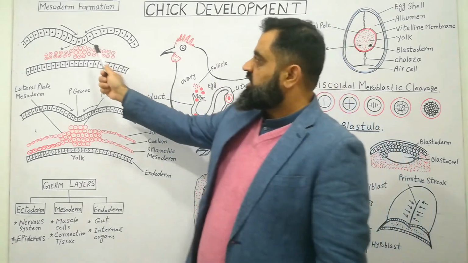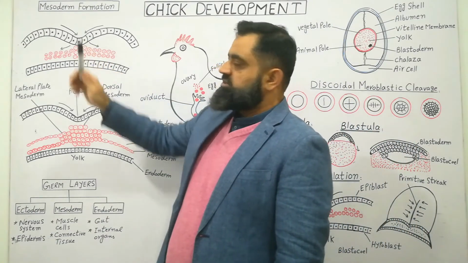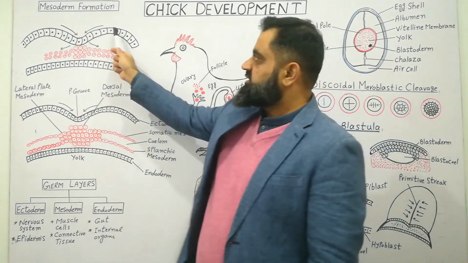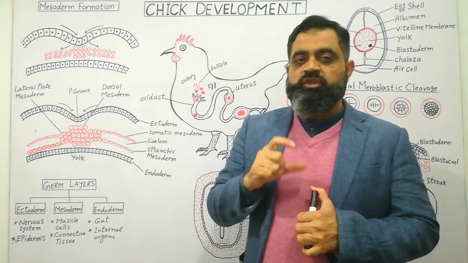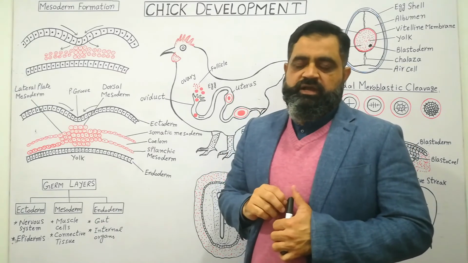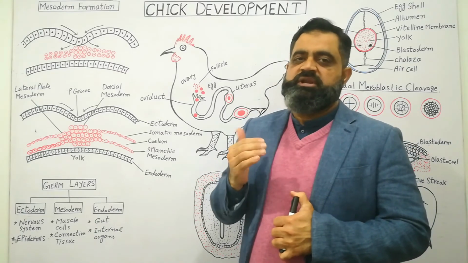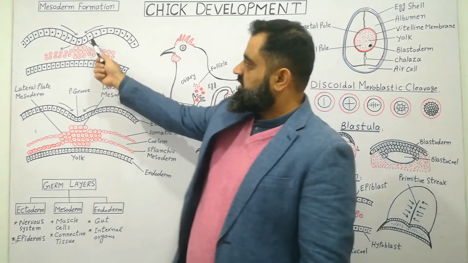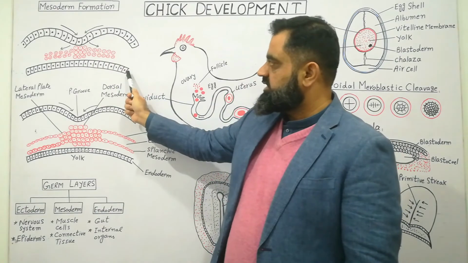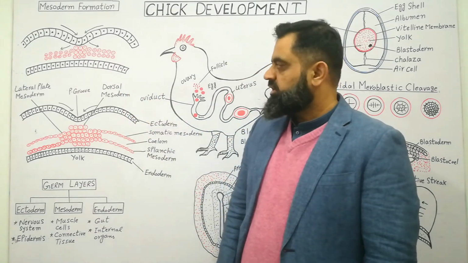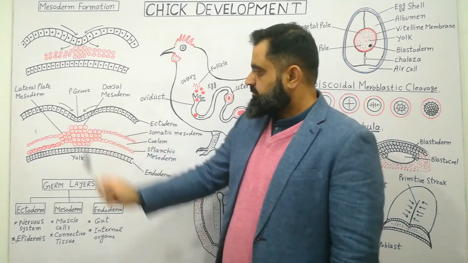As you can see, there is a groove right over here which is known as primitive groove, and these ridges on which are portion of the epiblast are known as primitive ridges, and cells are after mitosis migrating inside these 2 layers, and this layer is known as hypoblast. Now move on to the next diagram.